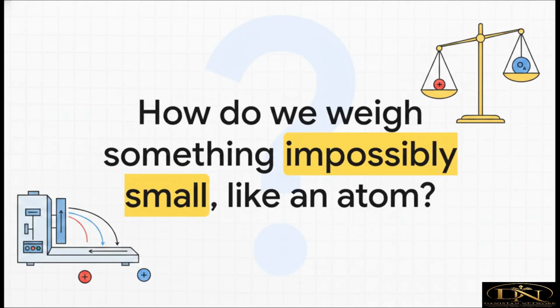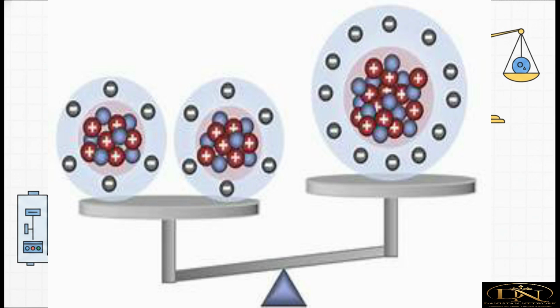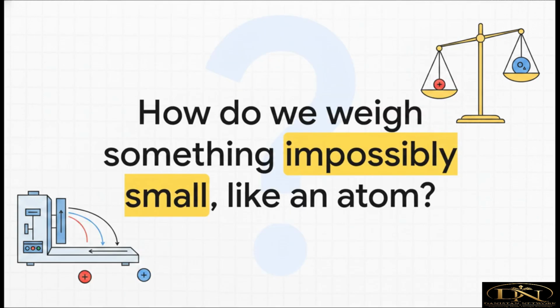I mean, think about it. The mass of an atom is just ridiculously tiny. No physical scale could ever measure it. So how in the world do we know that an oxygen atom is heavier than a hydrogen atom? And not just that it's heavier, but by exactly how much? That is the fundamental puzzle we're going to solve together today.